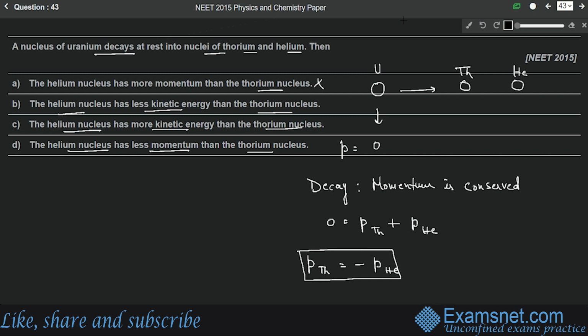The helium nucleus has more momentum than the thorium nucleus, because the momentum will be the same, only the direction will be different. And the last option will also be incorrect. No one has more or less momentum.